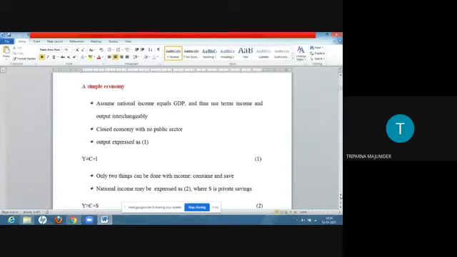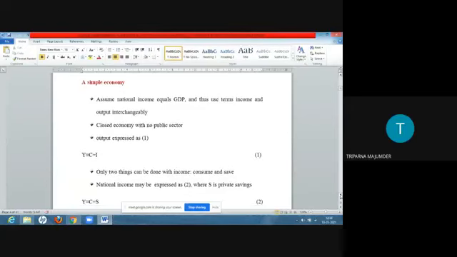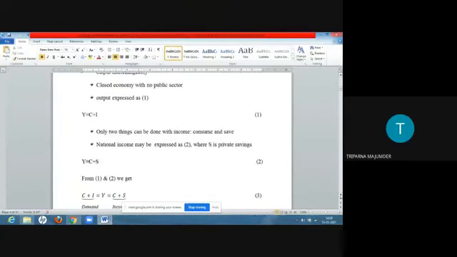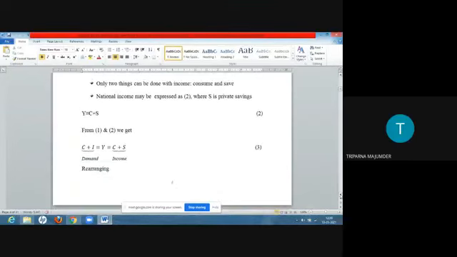Only two things can be done with income. The income the individuals receive, with that income, two things can be done. That is, they can either consume the income or save. National income may be expressed as in equation 2, where S is private savings. So Y is equal to C plus S. This is by definition, so Y is always identically equal to C plus S.